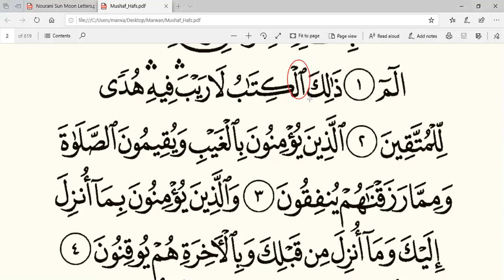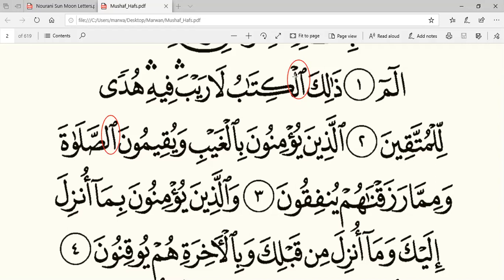This, compared to this. Sometimes the lam right after the alif has a sukoon, so we pronounce it dhalikal kitabu. And sometimes the lam doesn't have anything on top of it, and we actually skip it. I'm just going to quickly go through the rule of that.